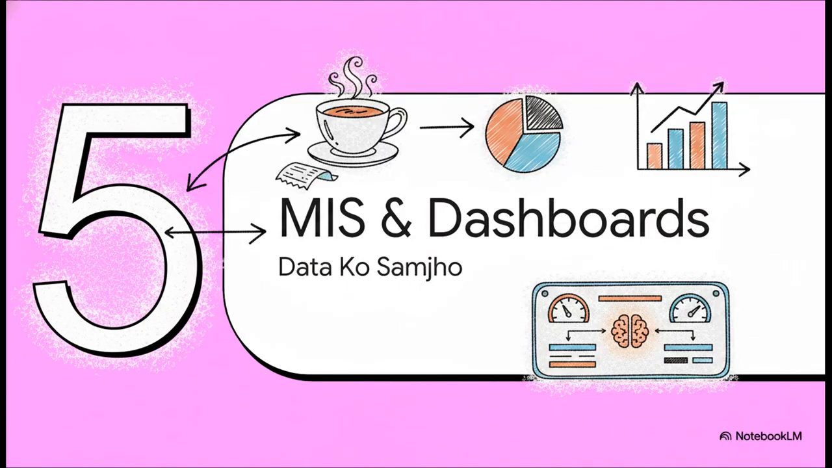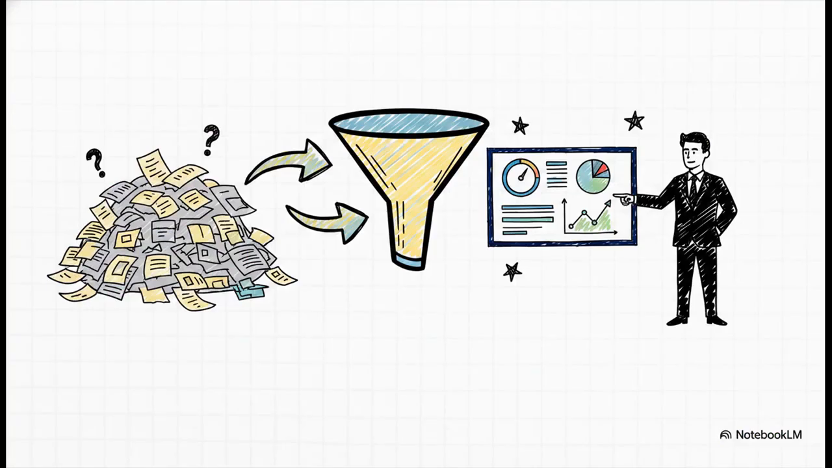Okay, Section 5, MIS Reporting and Dashboards, or Making Sense of the Data. Once our chai shop is up and running and hopefully scaling, how does the owner track all these targets without absolutely drowning in a sea of daily receipts? This is exactly where MIS comes to the rescue.